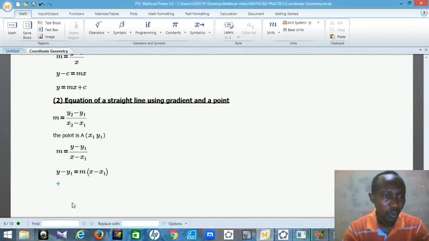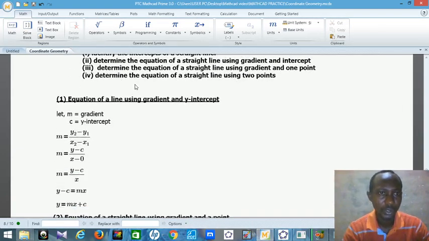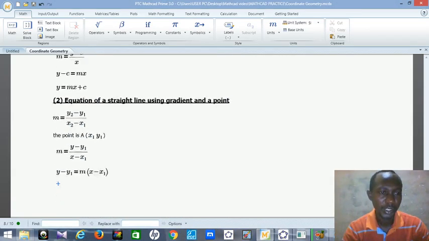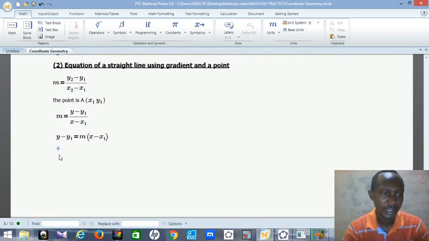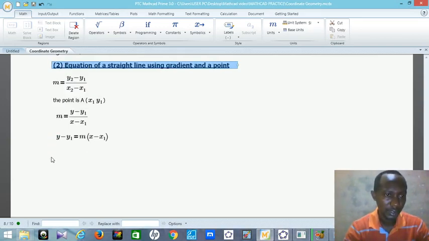Then the third one, which is our last objective for today, and that's where we are going to stop. Say, how do you determine equation of a straight line using 2 points? Assuming 2 points are given, no gradient is given, no y-intercept is given, but they just say find equation of a straight line and 2 points are given. How do you do that? So you can still use a formula, and that's the third one for today. So let's get that one. Let me just copy this fast.